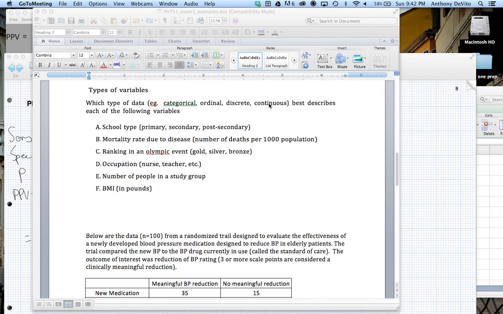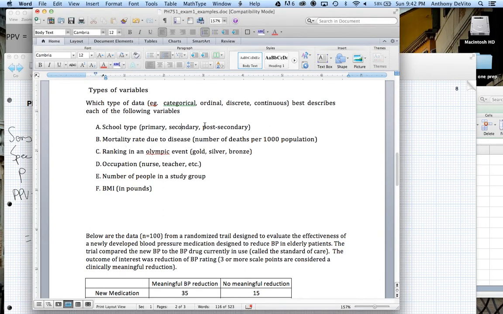That's a scalar number. Okay, so which one of these fits best? We always wind up with some one of these where we wind up having a debate on them. But let's talk about school type: primary, secondary, post-secondary. What kind of variable do you guys think that might be?